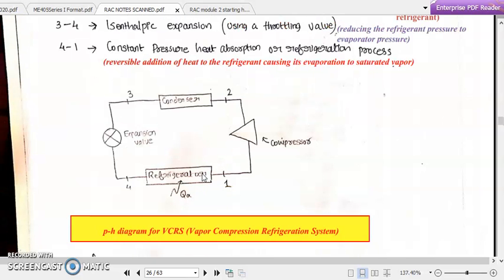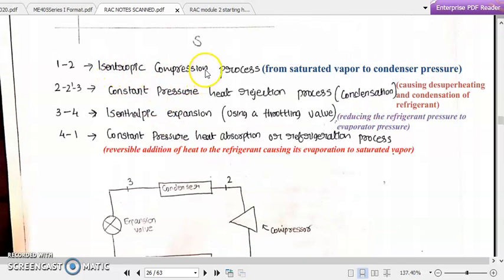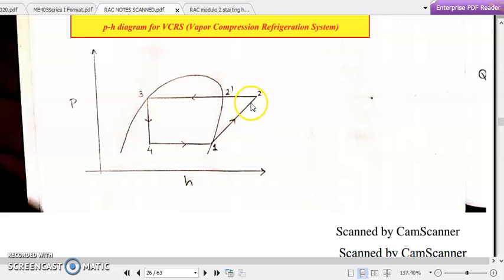Then what is our next step? 1-2, the compressor process. What is this 1-2? It is an isentropic compression process. So the isentropic line will be an inclined line like this in a PH diagram. How can we understand that? After this compression process, the final energy of the refrigerant after compression will be higher than at the start of the compression. So the enthalpy at 2 will be greater than the enthalpy at 1, so it will be an inclined line like this.